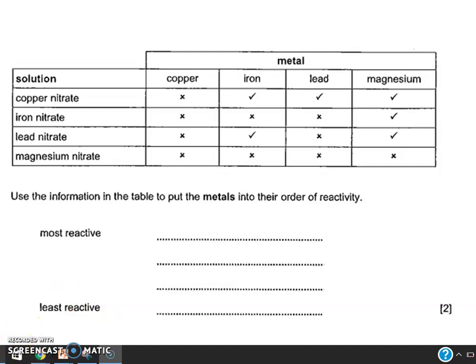When we compare the information given in the table, we know magnesium is the most reactive metal. Therefore, magnesium comes first, followed by iron, which can displace two metals. So iron, then lead, followed by the least reactive, which is copper. So here we go: magnesium, iron, lead, and copper.